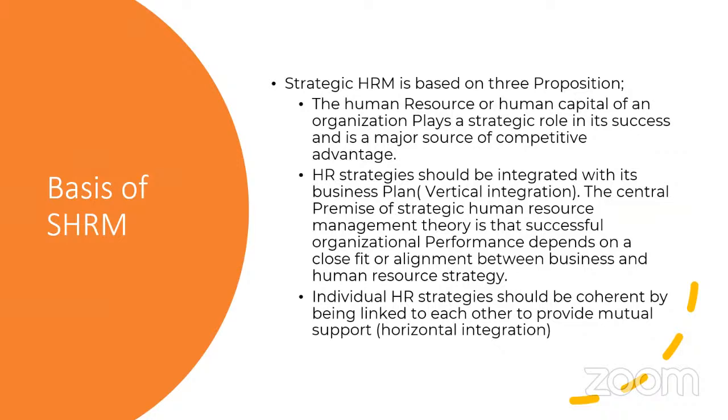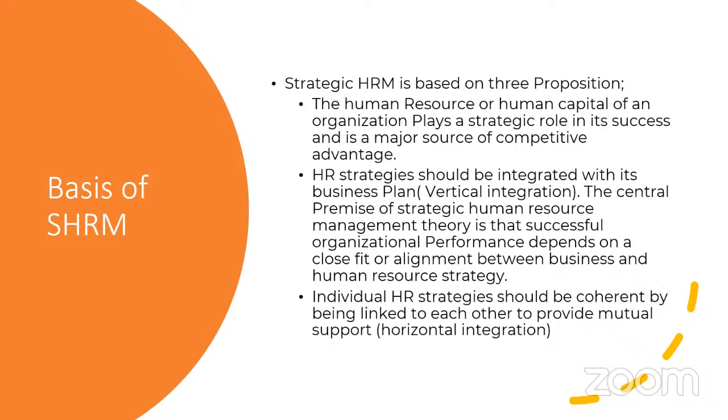Number two, HR strategy should be integrated with its business plan. That's the vertical integration. The central premise of strategic human resource management theory is that successful organizational performance depends on the close fit or alignment between business and human resource strategies. Now, the other one we have there is that individual HR strategies should be coherent by being linked to each other to provide mutual support. That's the horizontal integration.